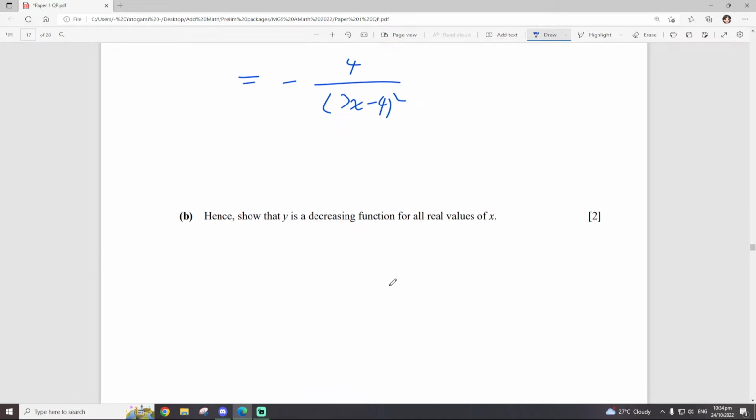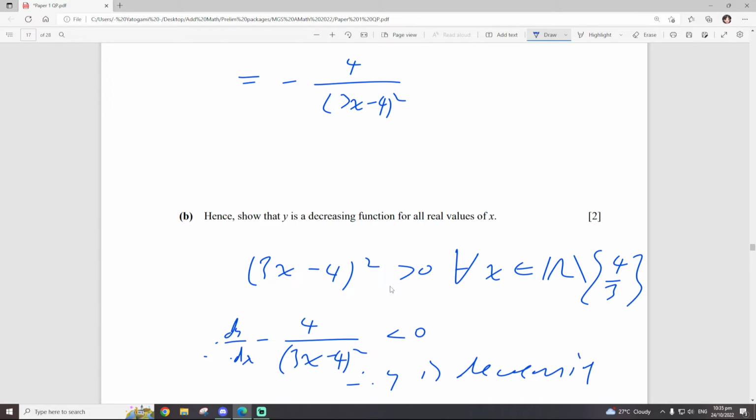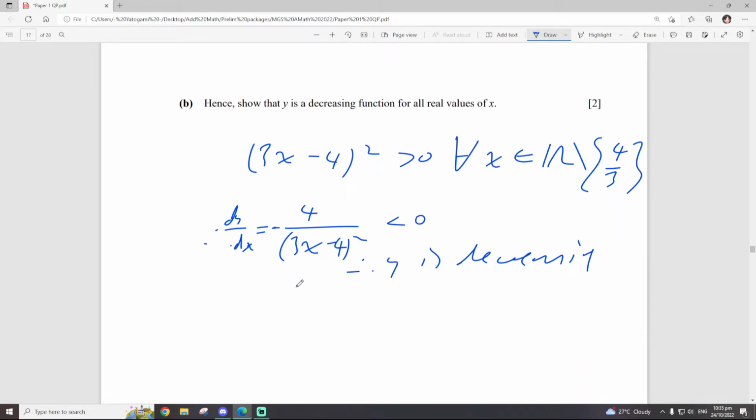Hence show that y is a decreasing function. For this, we have 3x minus 4 squared is greater than 0 for all x except, of course, 4 over 3. Therefore, negative 4 over 3x minus 4 squared is less than 0. Therefore, y is decreasing. I should probably write dy/dx here, just to be very clear. The dy/dx has to be negative. That's why y is a decreasing function.